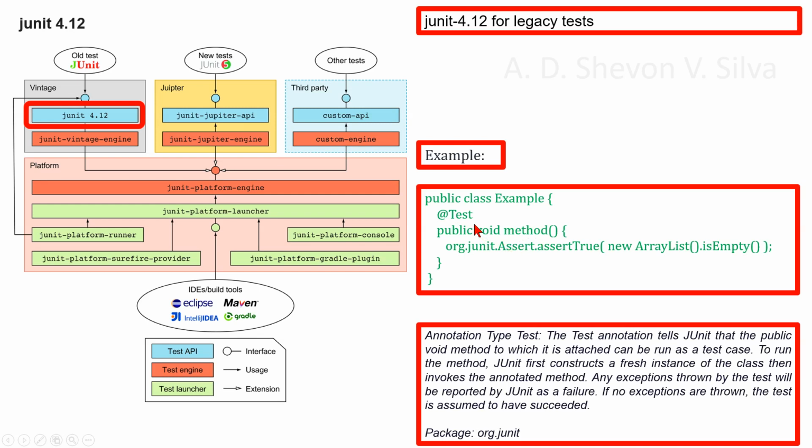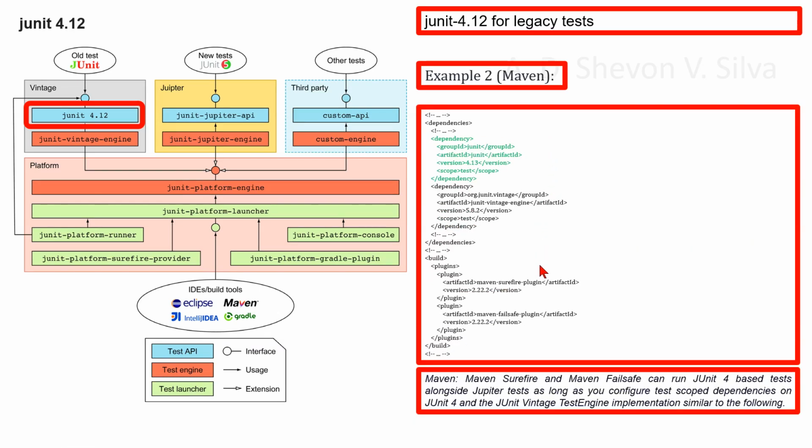package org.junit. As an example 2, we can consider this Maven segment. Maven Surefire and Maven Failsafe can run JUnit 4 based tests alongside Jupiter tests, as long as you configure test scope dependencies on JUnit 4 and the JUnit Vintage test engine implementation similar to the following here. And you can see here JUnit 4 and the scope test.